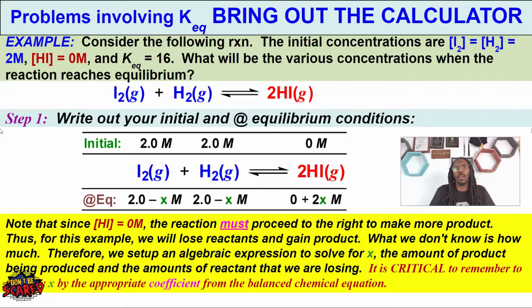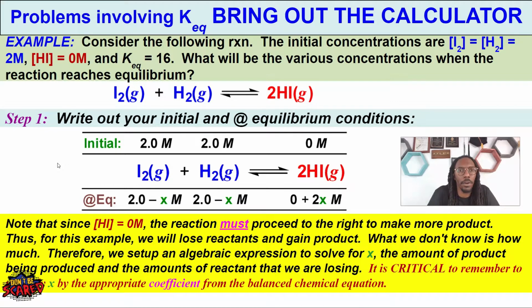So with this type of problem, we're just trying to figure out, when we reach equilibrium, what are those concentrations for those different things? Okay. So first thing we need to do is write our ICE chart out. All right. So you're going to write out your initial and your equilibrium conditions. So step one, we need to write our initial and equilibrium conditions.